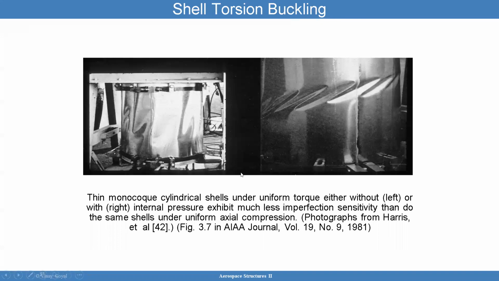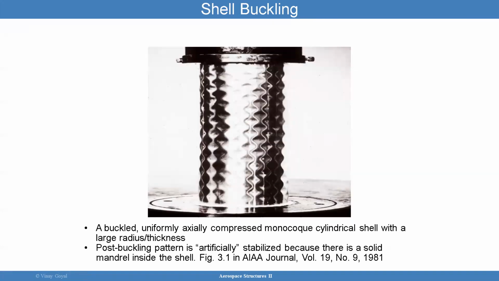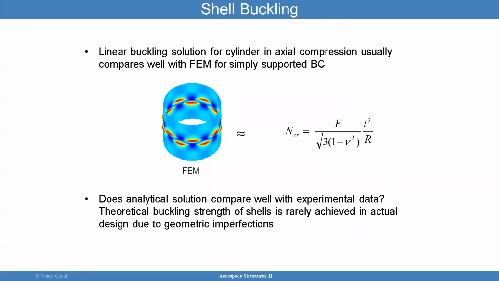Here you can see shear buckling. You can see wrinkles in the cylinder due to that. And then you're going to find that there is also an imperfection sensitivity for those designs. So let's hit the point. The bottom line here is when you do a linear buckling solution for a cylinder in axial compression, it usually compares well with finite elements. That's good news. So this solution that was done by hand usually matches finite elements.